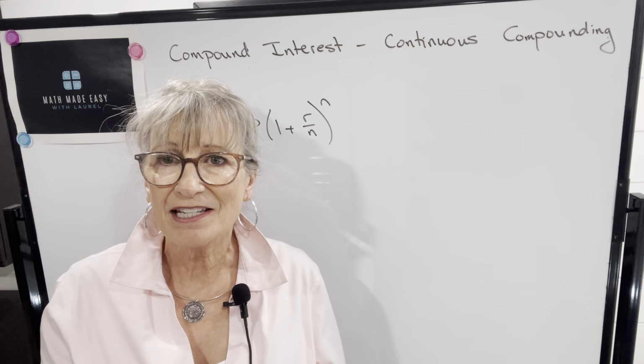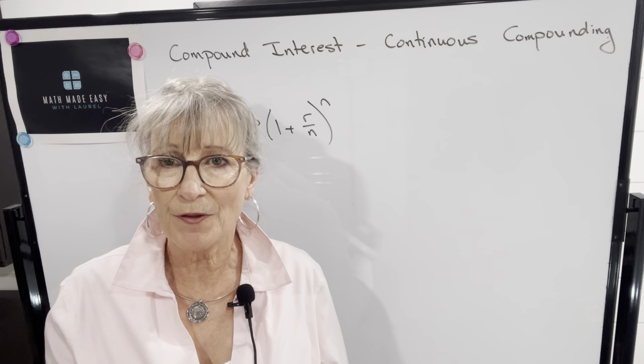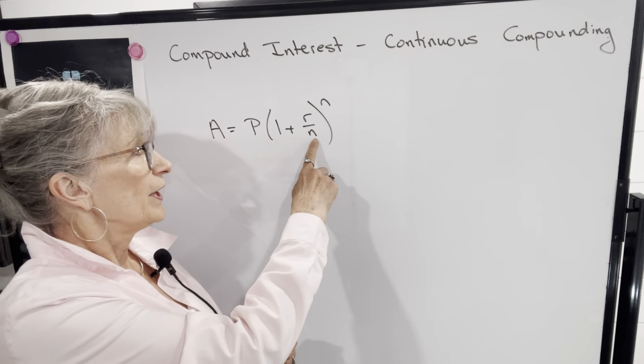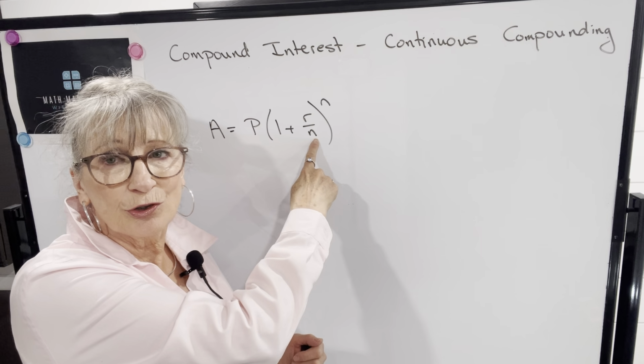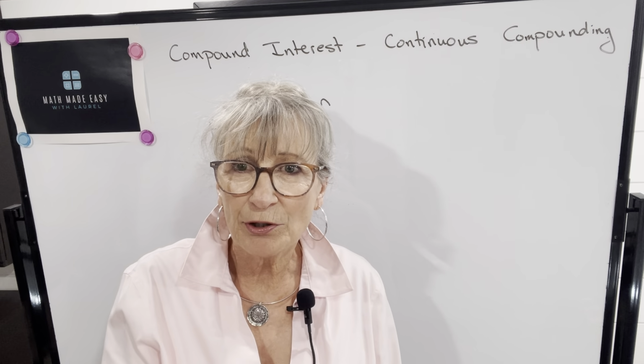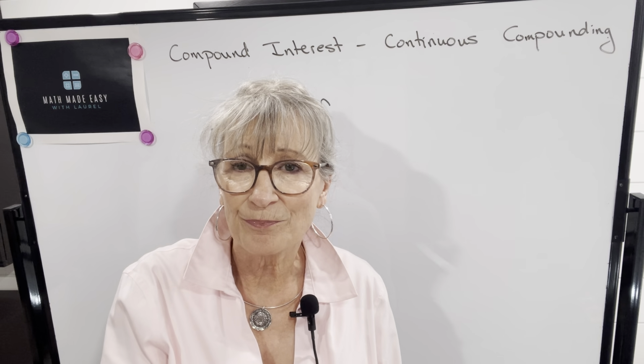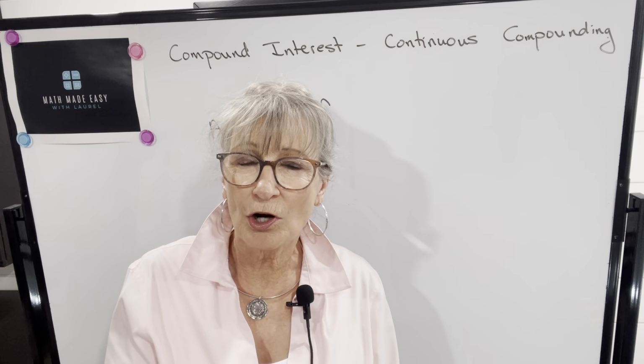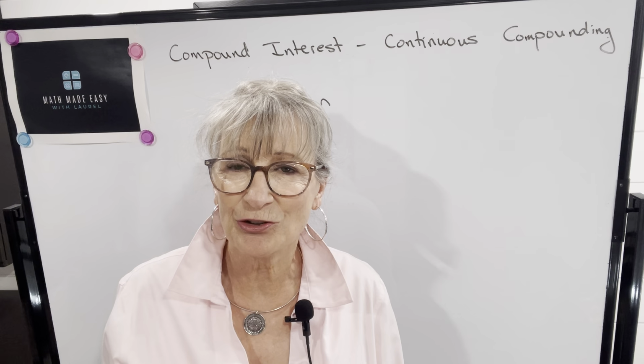But what happens if n is increased? What if it's more than that? What happens if n gets larger and larger and larger? We know that when we have more frequent compound periods, the money will grow faster. But what happens if n is so large that the money is compounded continuously?